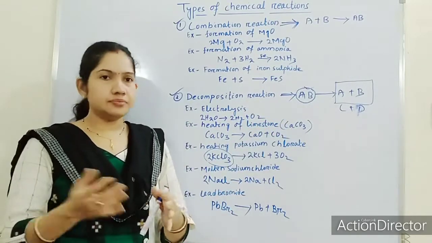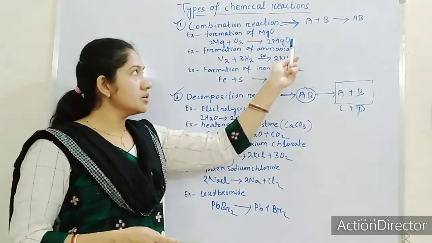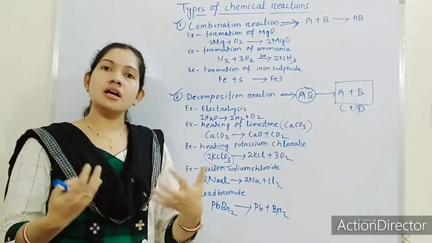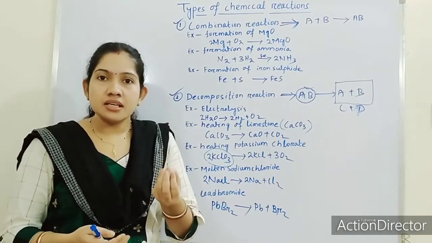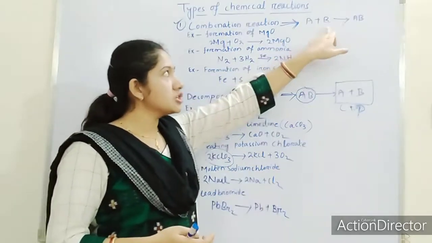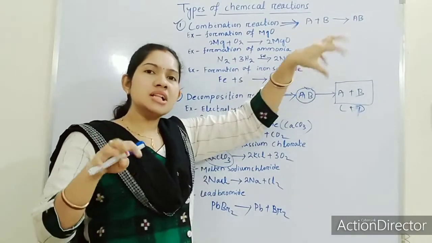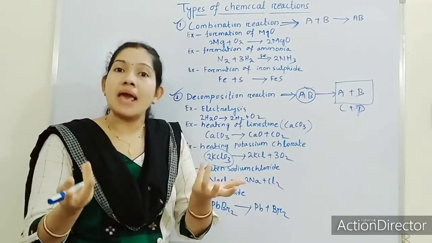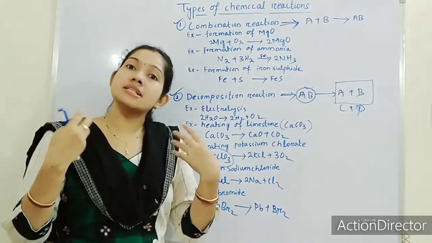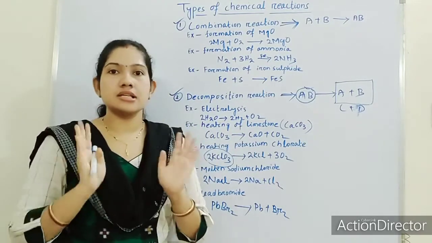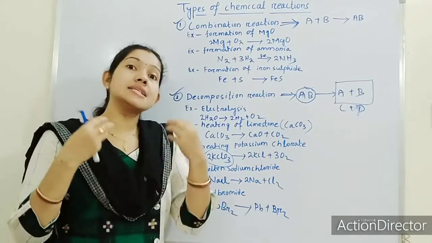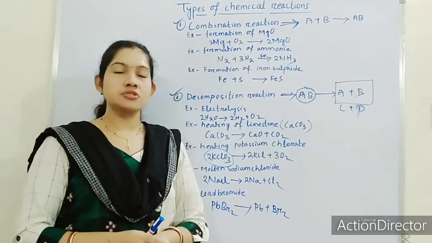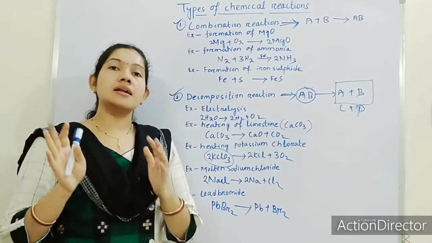You might have seen we are getting a new product in combination reactions. When we get a new product, when these elements change into a new product, they may change in color, or they may change their smell, or they may also change their state. That we will discuss in our next class. That is, what changes take place when two reactants react to form a product. We will have that in our next video.